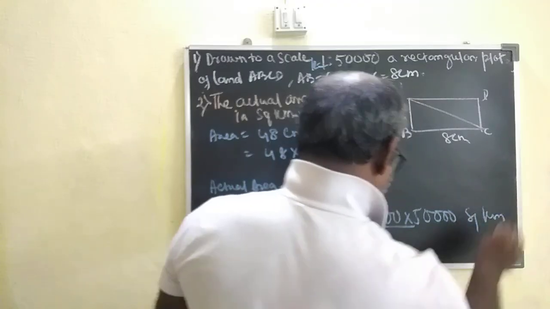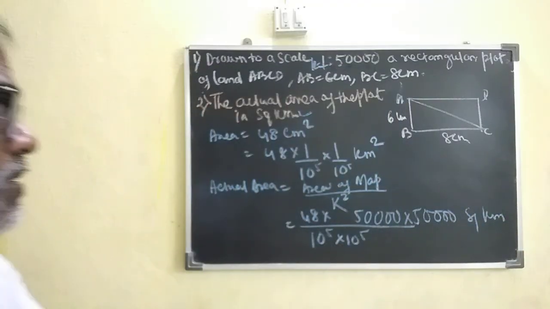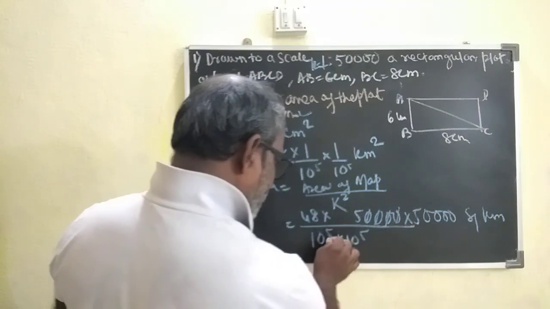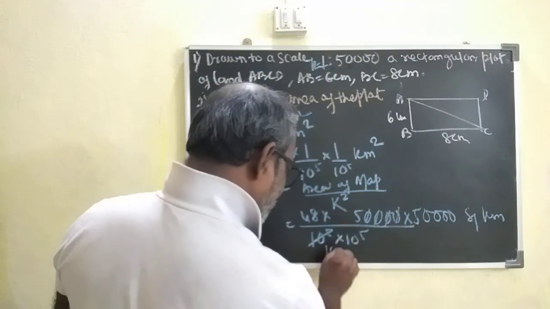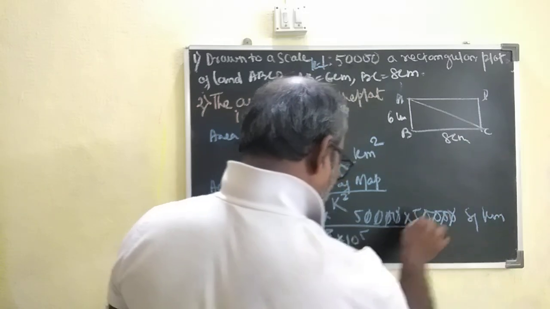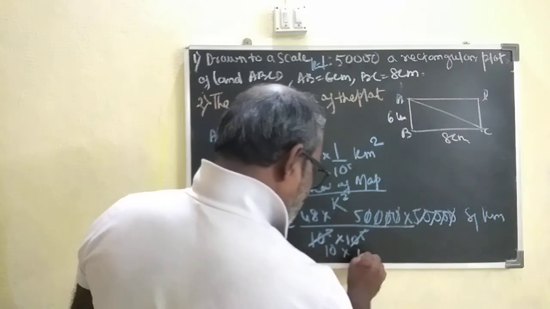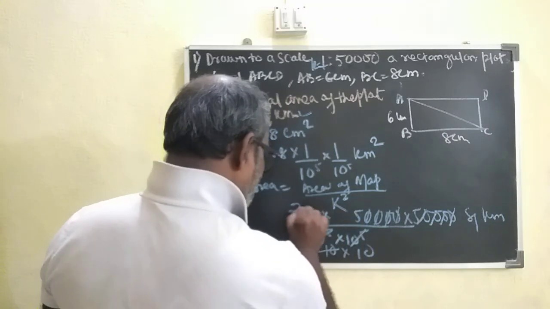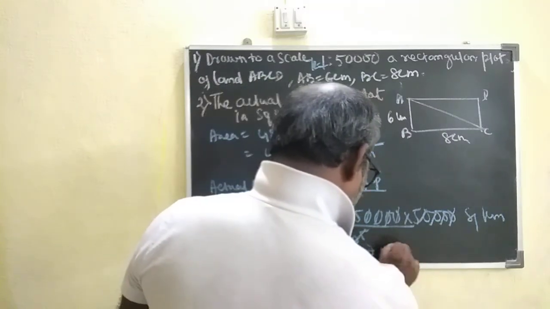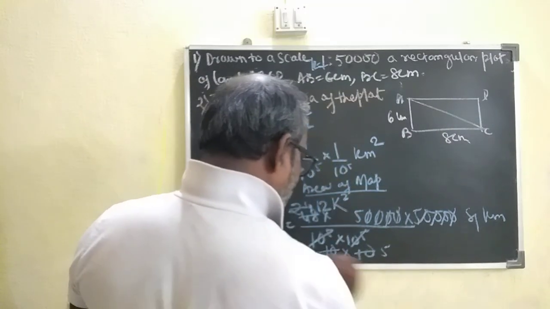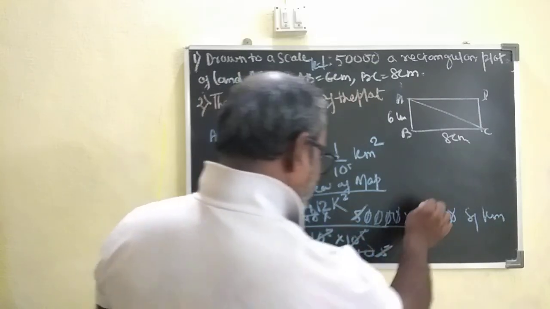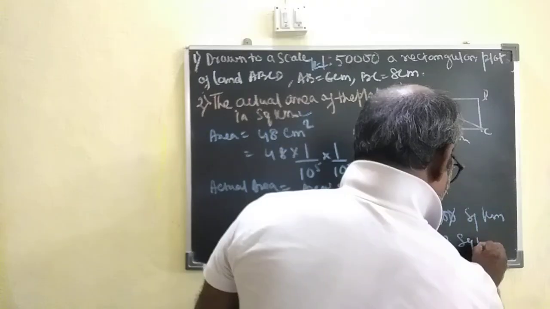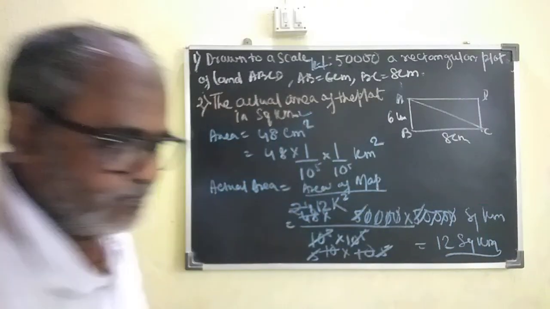Square kilometer. Now let us cancel out the zeros. 1, 2, 3, 4 get cancelled and remains 10. 1, 2, 3, 4 get cancelled and remains 10. 2 5s are 10, 2 24. 2 5s are 10, 2 12. 5 gets cancelled off, 5 gets cancelled off. So the answer becomes 12 square kilometer.